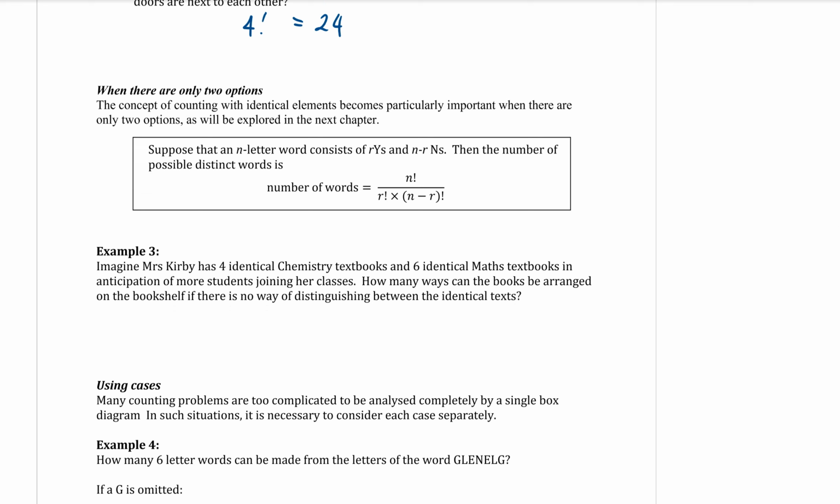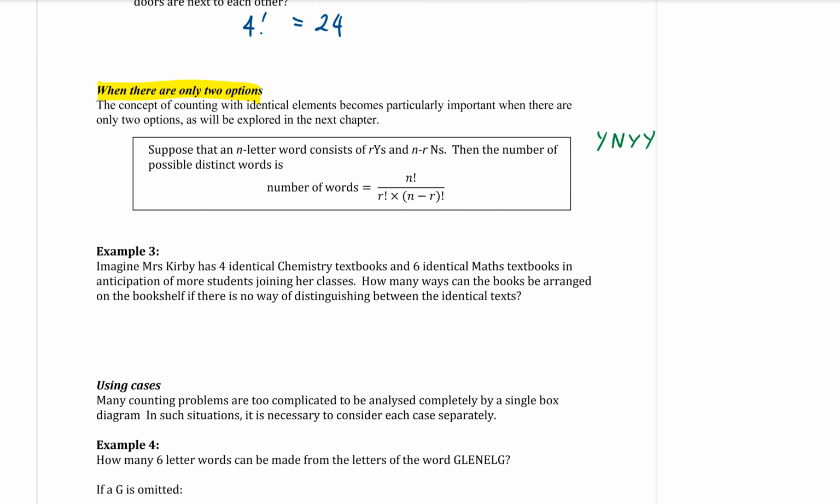The concept of counting with identical elements becomes particularly important when there are only 2 options, as will be explored in this next chapter. Suppose that an n letter word, so n is the number of letters in the word, consists of r number of Y's and n minus r N's. It's really bad English there, isn't it? So for example, I don't know why you'd have a word with Y's and N's in it, but anyway, Y, N, Y, Y.